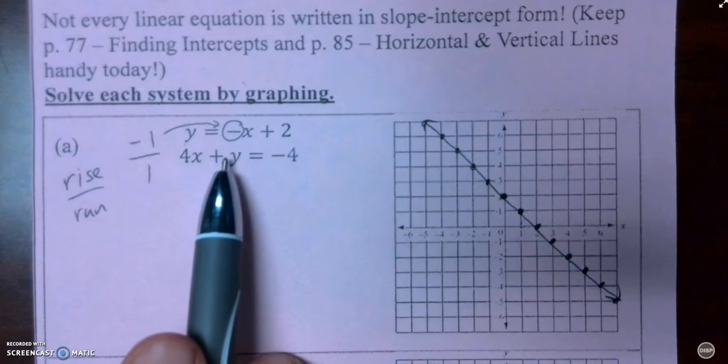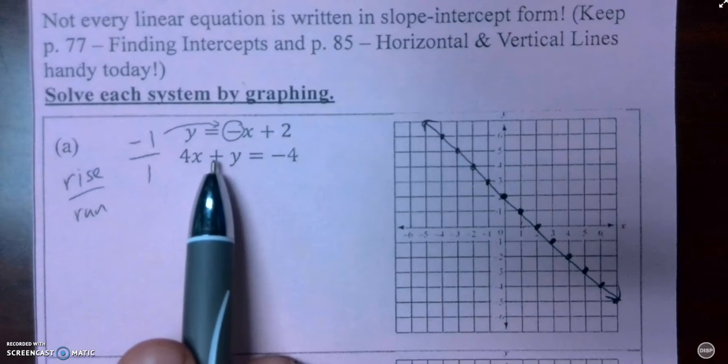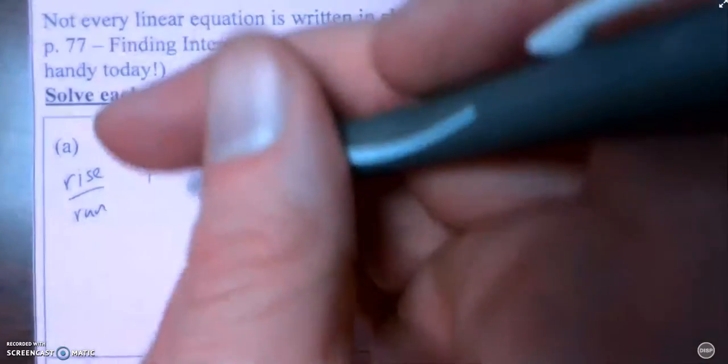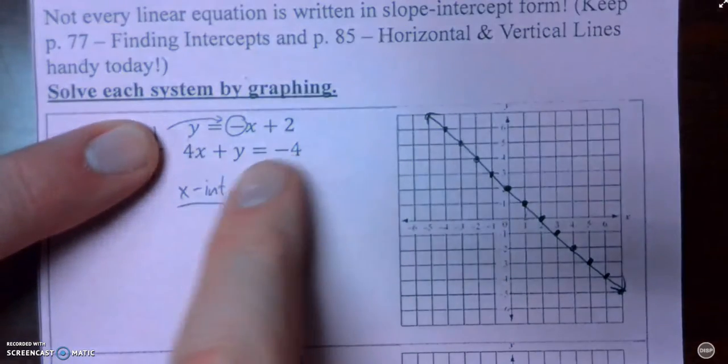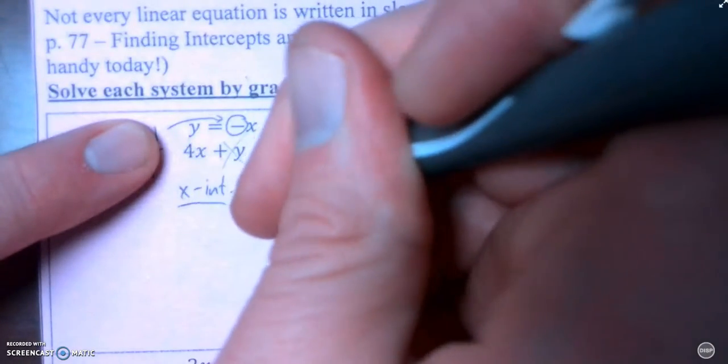Now my second line is not already solved for y. So you've got a couple of options. You can either solve that equation for y, which you could probably do, or what you might try is the cover-up method, or try to find the x and y intercepts. So for this second equation, to find the x-intercept, I'm going to cross off the y term, or forget about the y term. And I'm just going to write what I've got left. 4x equals negative 4.